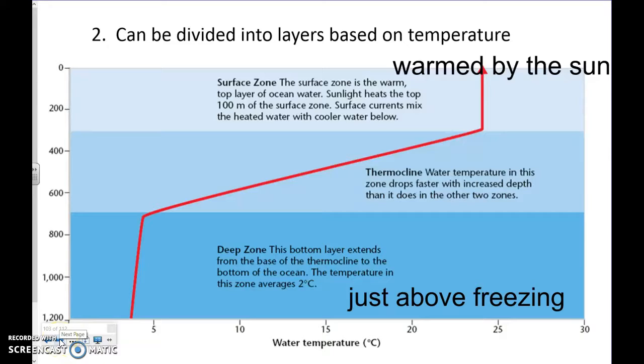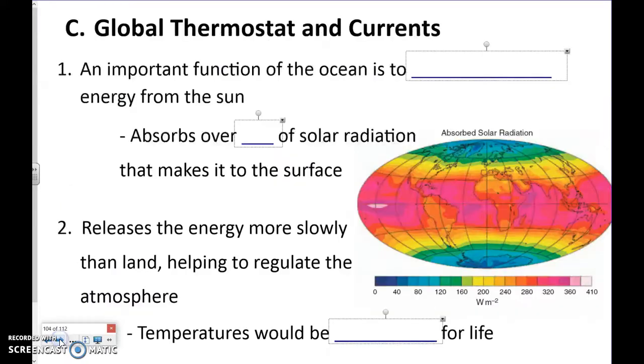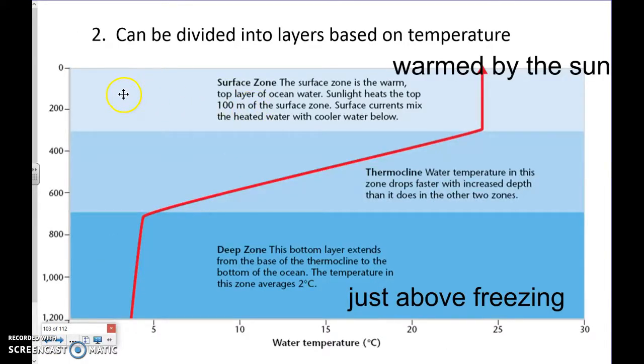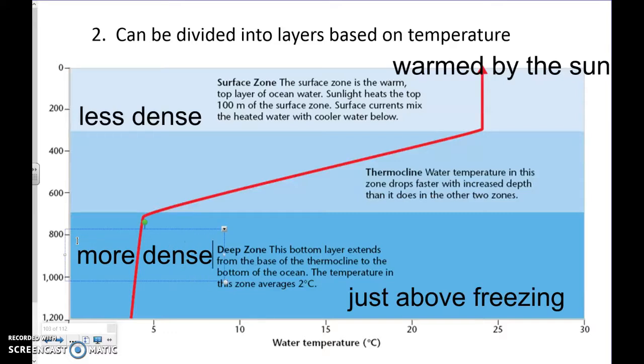Actually, let's talk a little bit more about that temperature. That's going to have to do with our currents. The warmer water is going to be less dense. Things expand, they fill out, so they're going to sit on top. That's one of the reasons it's on the top. While the colder stuff, let me go back down here, this is going to be on top because it's less dense. Let's write that down: less dense. And then this one down here, we're going to have more dense.